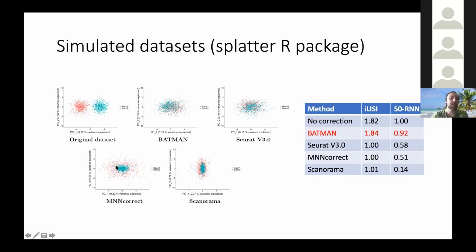But visually, we see that MNN correct and Scanorama have some issues of shrinking one of the batches towards the center of the other one. That's all simulated data sets, and they might not be very representative of the real picture. So I will talk about other real data sets.